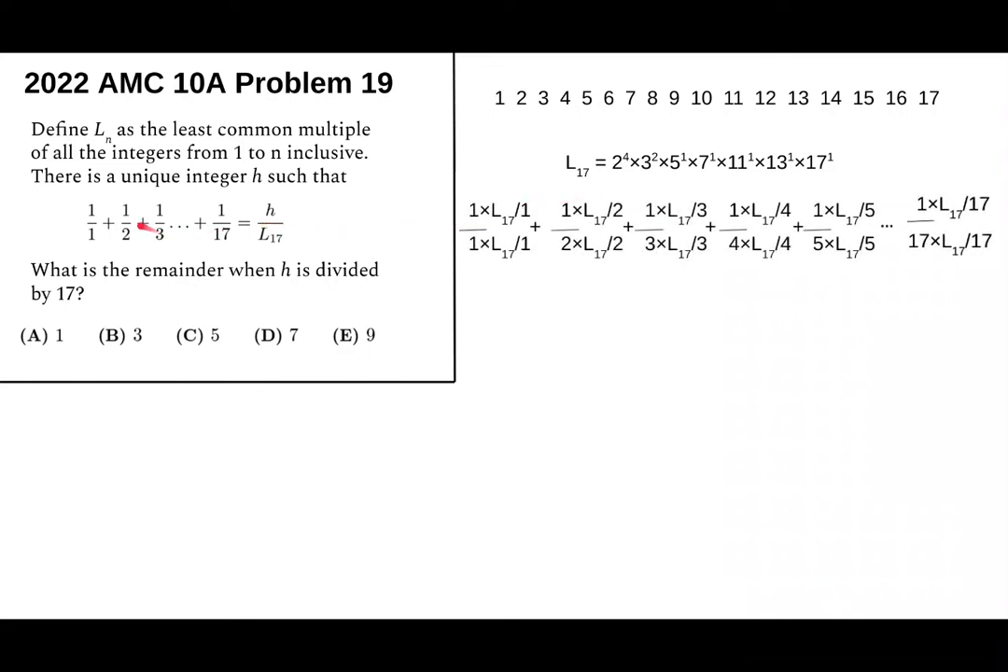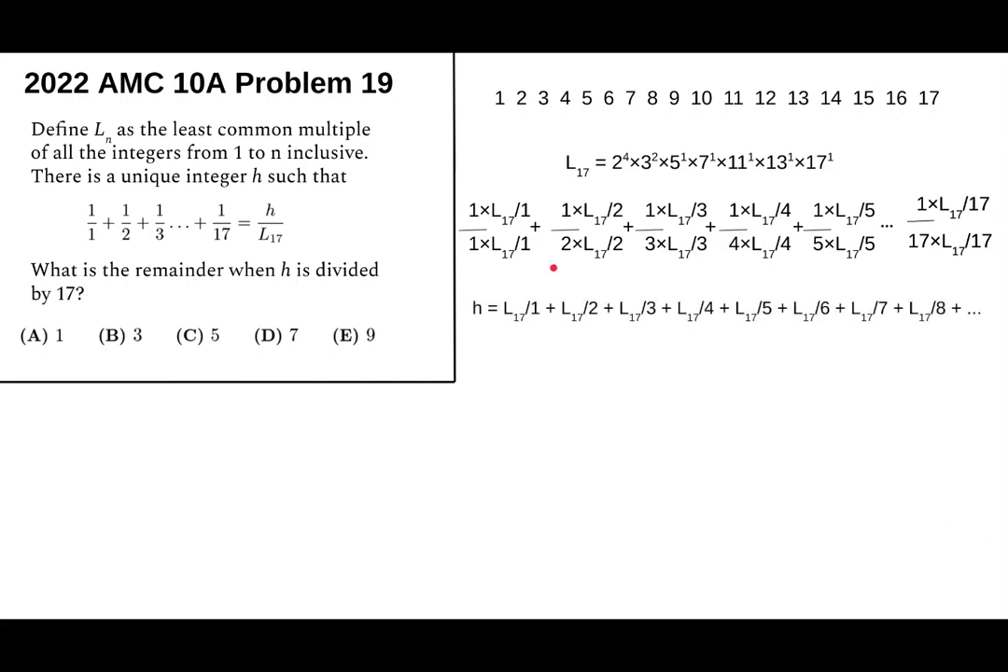Next, we take this expression 1 over 1 plus 1 over 2 plus 1 over 3 until 1 over 17. We multiply the numerator and the denominator to make the denominator L of 17. So the denominator for the first term, it's L of 17 over 1 times 1 because that's L of 17. For the second term, it's 2 times L of 17 over 2, because that gives L of 17. And the numerators will also have to be multiplied by the same value to make an equivalent fraction. So the denominator will be L of 17 for all of them. And now we can just add the numerators to get h.